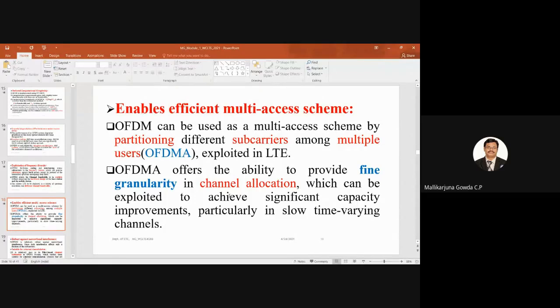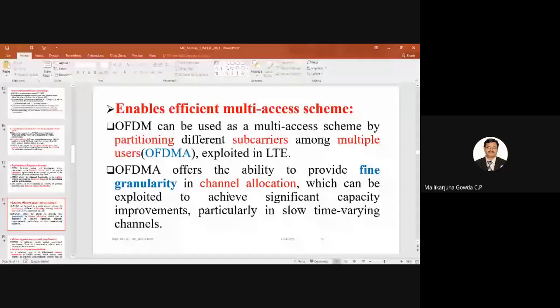And this OFDMA offers the ability to provide fine granularity in channel allocation. So this is also a very important point. Now, just keep in mind the granularity. We are looking for fine granularity. Granularity means the smallest of smallest thing, right? While allocating the channel, I think I will be able to explain this in a better way when we are discussing the subcarrier spacing and how the channels are allocated for different users. So as of now, you can just try to understand this multiple access technique.